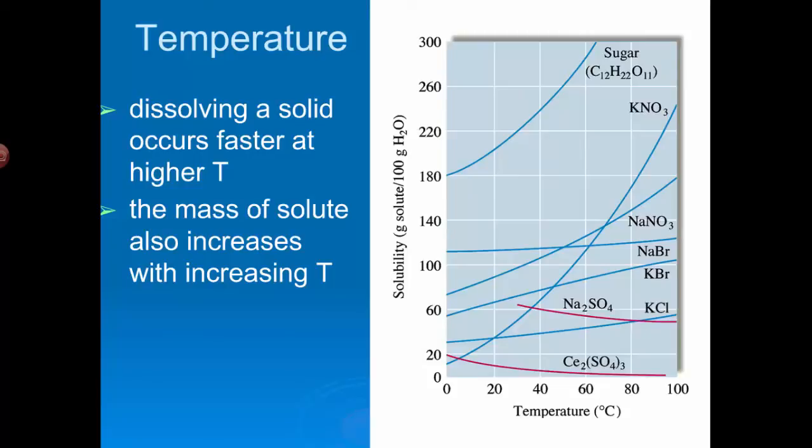But more importantly, the mass of solute that you can dissolve into a given mass of water also increases with temperature for most solid solutes. There are a few, the ones in red here, sodium sulfate and cerium sulfate. Both of those actually, their solubility decreases with increasing temperature. They have an exothermic solubility instead of endothermic. They're unusual. Most solids, you increase the temperature, you increase the solubility, and you can see some have fairly shallow lines, meaning the solubility doesn't increase all that much, and some like KNO3 or sugar have very, very steep lines.